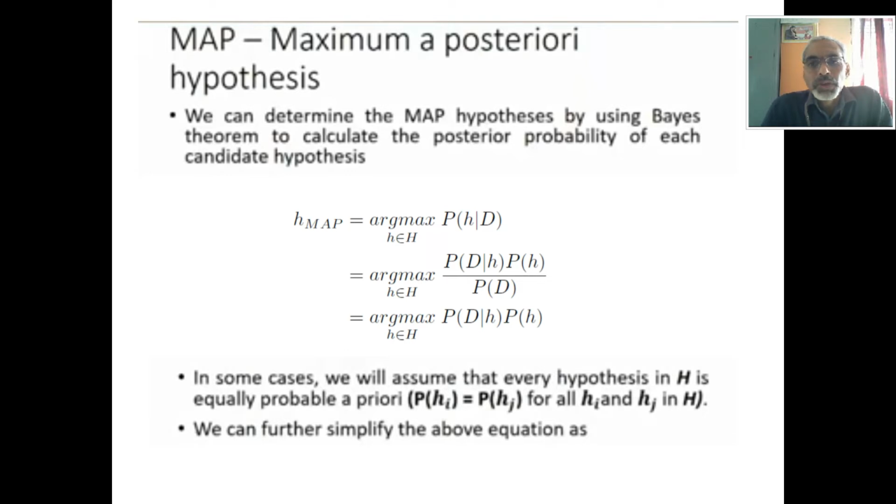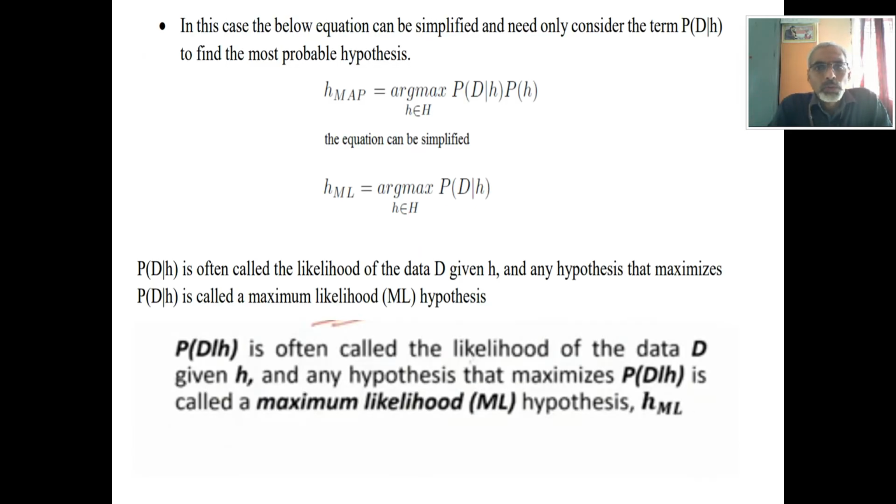Let us brush up what we have discussed in yesterday's class. In the last section, we looked into the maximum a posteriori hypothesis. We have seen the Bayesian theorem, right? And how from the maximum a posteriori hypothesis we derive the maximum likelihood hypothesis, which is called H of ML.